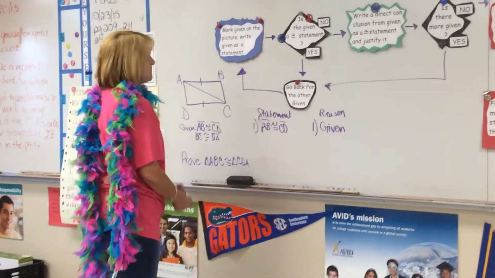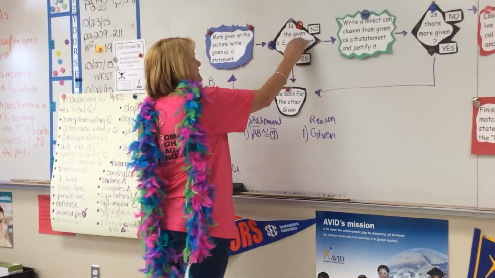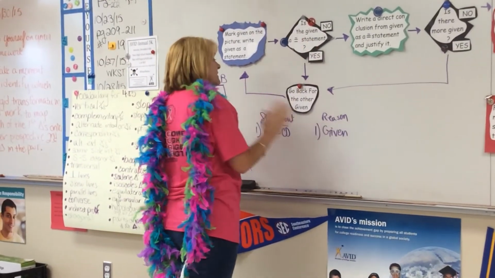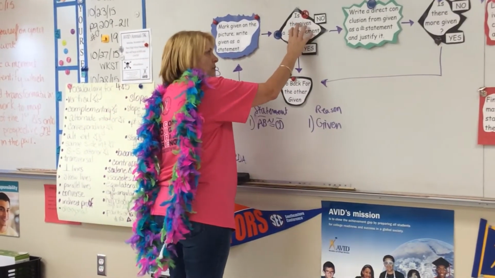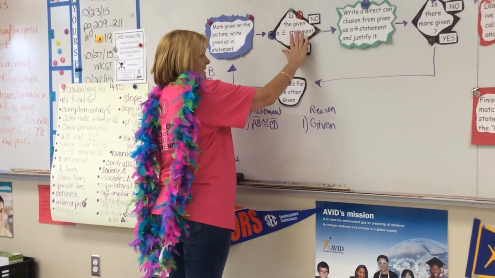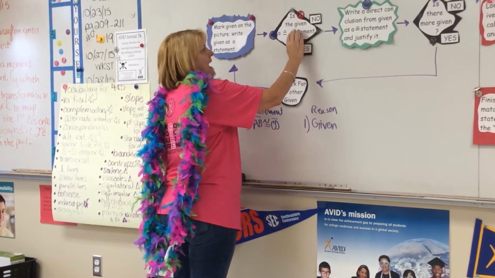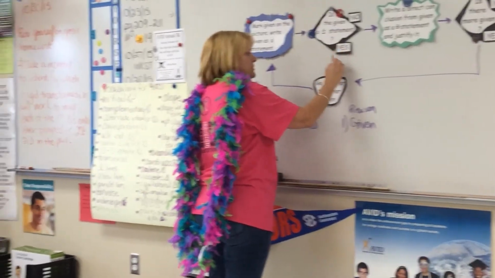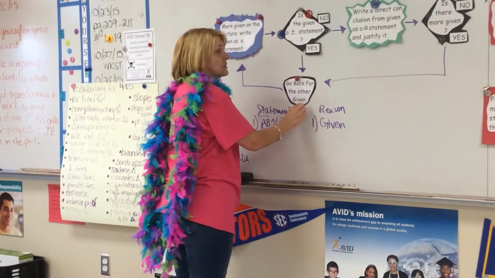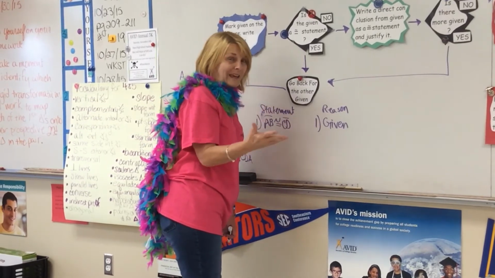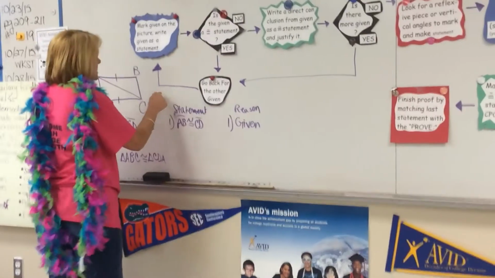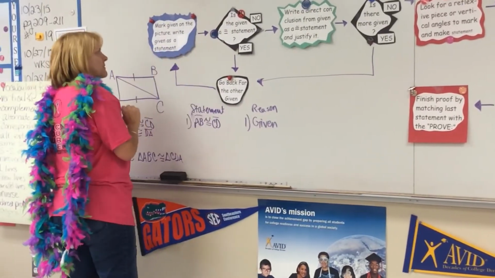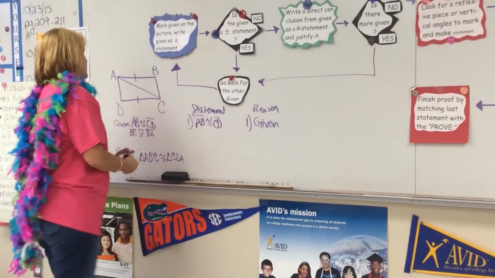All right. So then you ask yourself, is the given a congruent statement? In this case, the given is a congruent statement. See, this is a yes or no answer. It's called a decision-making box. And I have yes. So it says go back for the other given, because you're always going to be given at least two given statements. So I'm going to go back for the other given. It says mark that on the picture and write it as a given statement.